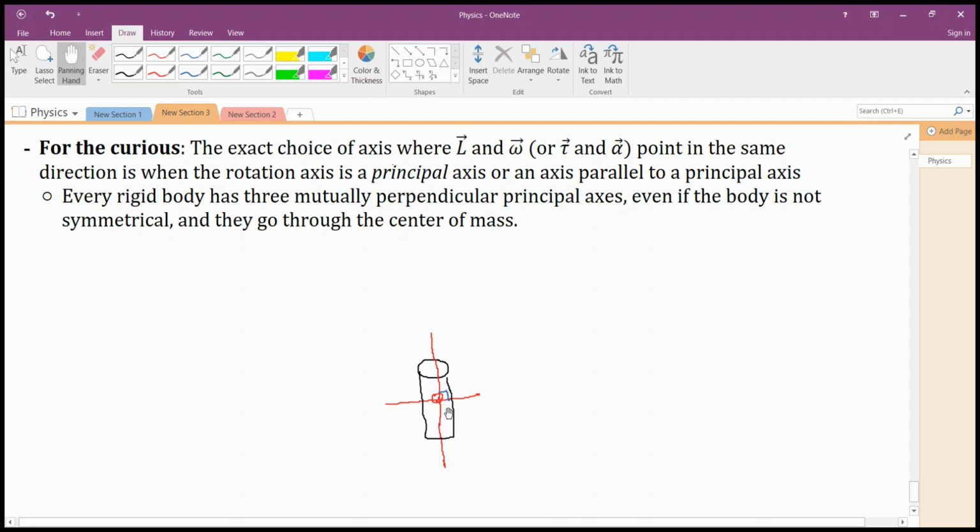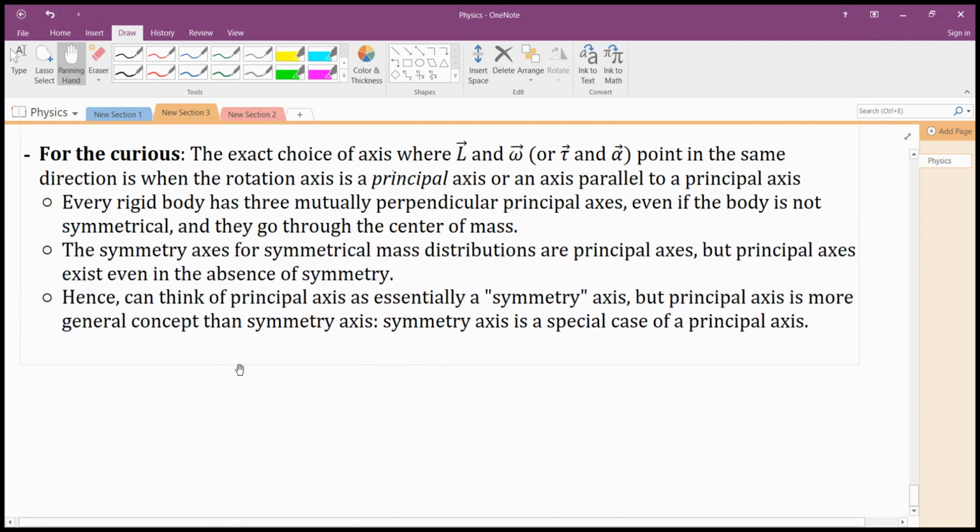A cylinder, though, is a symmetrical object. Any rigid body will have 3 mutually perpendicular principal axes, kind of like this, even though the body might not be symmetrical. We can see from this demonstration with the cylinder that the symmetry axes for symmetrical mass distributions, by which I mean mass distributions that have rotational symmetry about the axis of rotation, are principal axes. But principal axes can exist even in the absence of symmetry. So you can essentially think of a principal axis as a symmetry axis, but a principal axis is a more general concept. A symmetry axis is a special case of a principal axis.